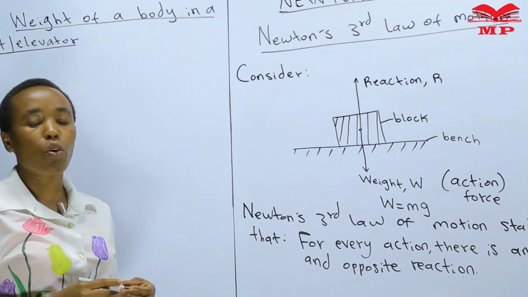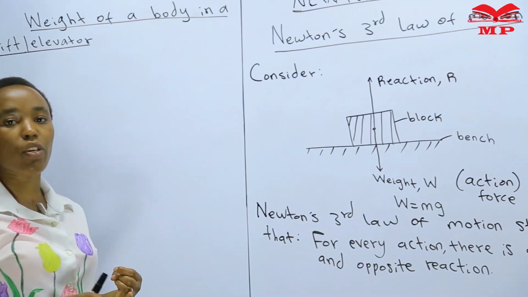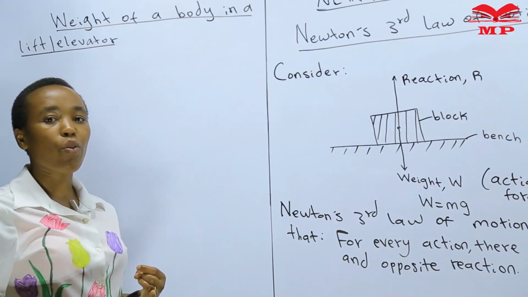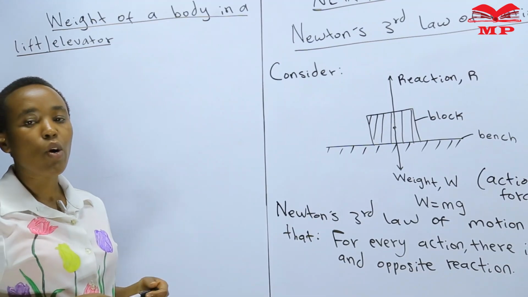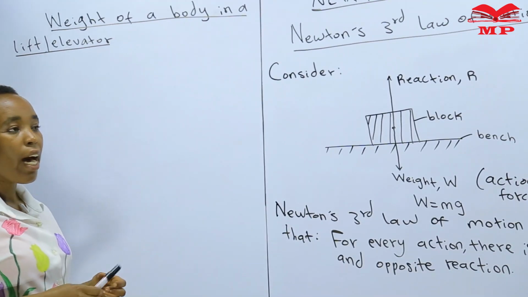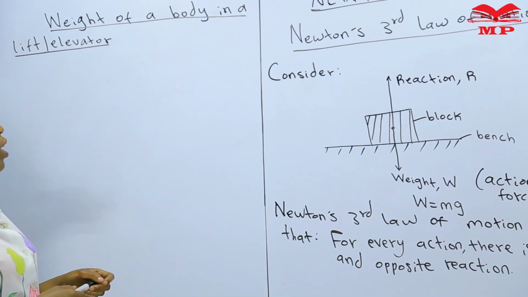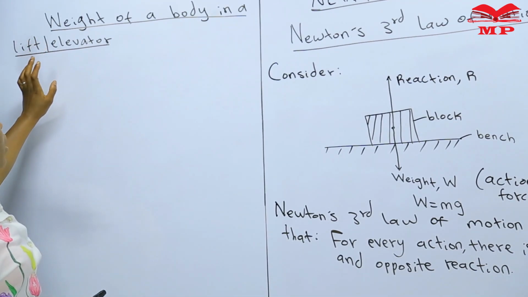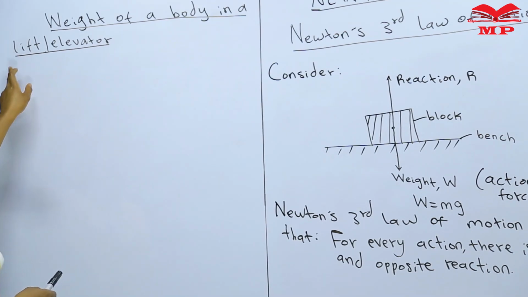We are going to consider one case whereby the lift is at rest, when it has not started moving. Again, when the lift is ascending, moving upwards with an acceleration a. And then again when it is moving downwards with an acceleration a. So we are going to look at the weight. What is the resultant force for the weight of a body in a lift or an elevator?